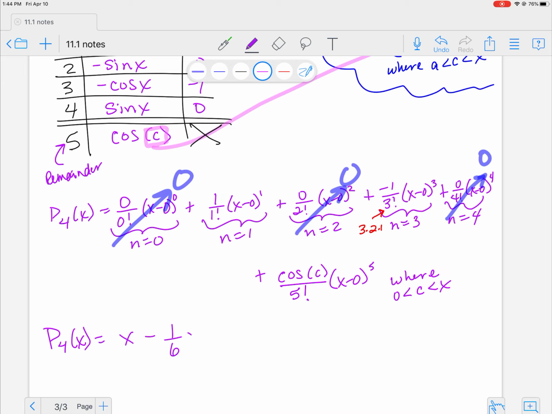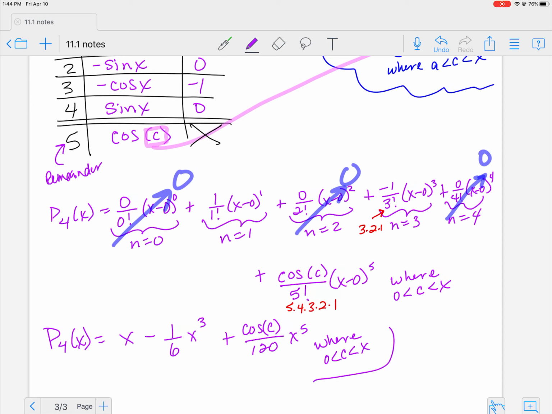This is 1/6 x cubed. All right, don't write that 3 factorial. That's a super easy multiplication, so just do it. Same thing is happening right here. 5 times 4 times 3 times 2 times 1, 20 times 6, 120. Super easy math. So if you have super easy math, work with that. So this is the cosine of c over 120 x to the 5th, where 0 is less than c, which is less than x. And this is my answer.